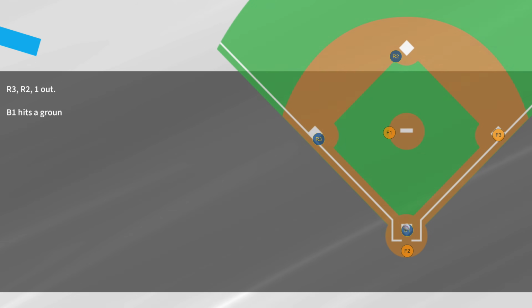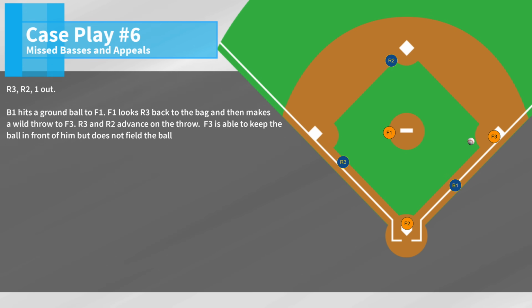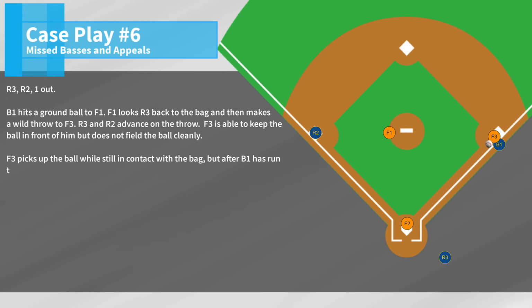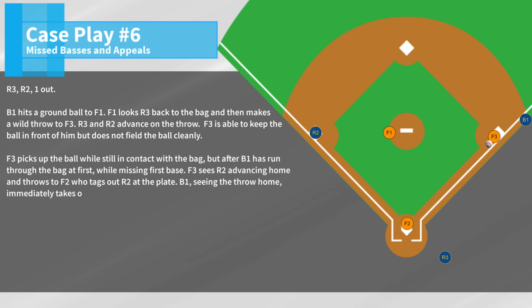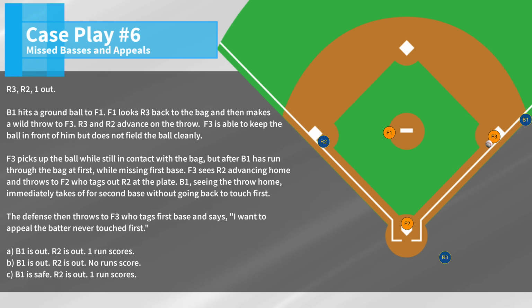Play 6. This is the same scenario, except once F1 looks R3 back to the bag and then makes a wild throw to F3, R3 and R2 advance on the throw. F3 is able to keep the ball in front of him, but does not field the ball cleanly. F3 picks up the ball while still in contact with the bag, but after B1 has run through the bag at first, while missing first base.